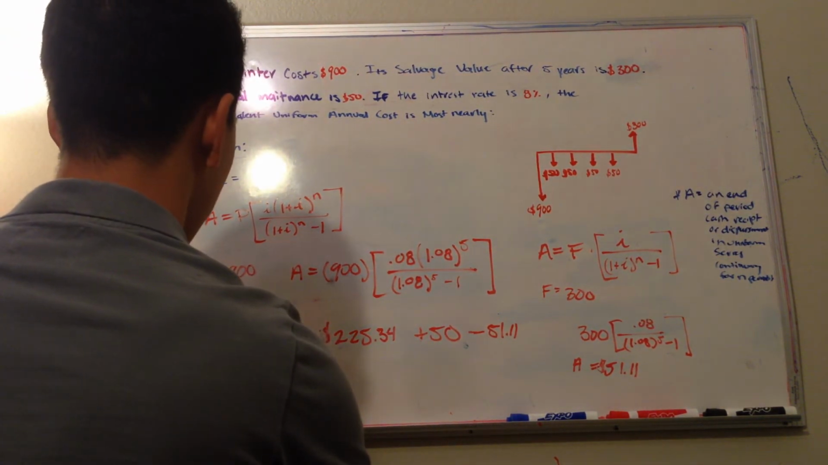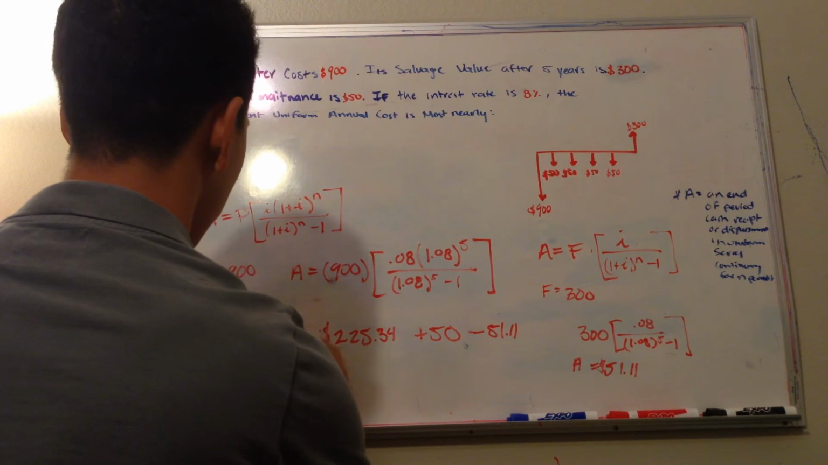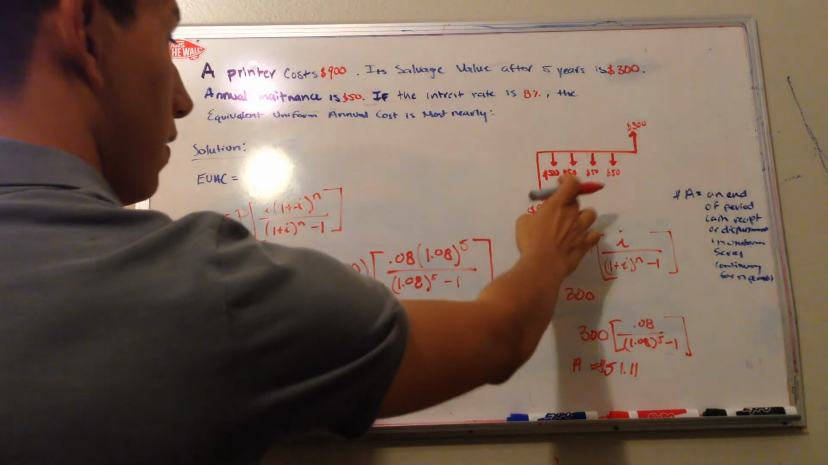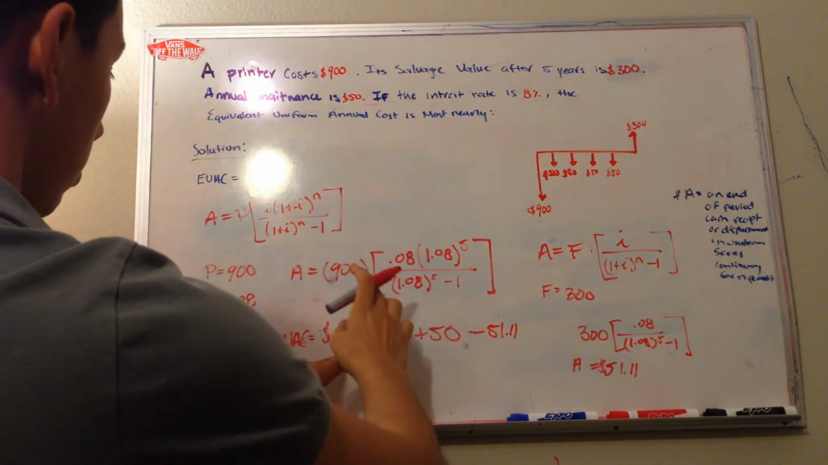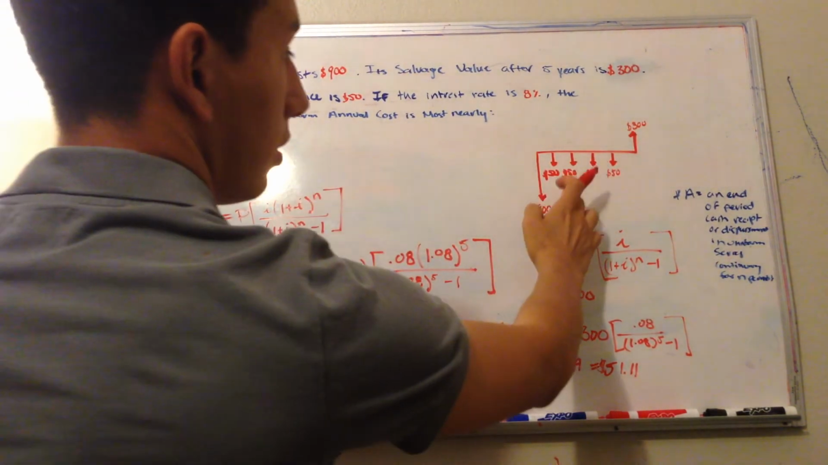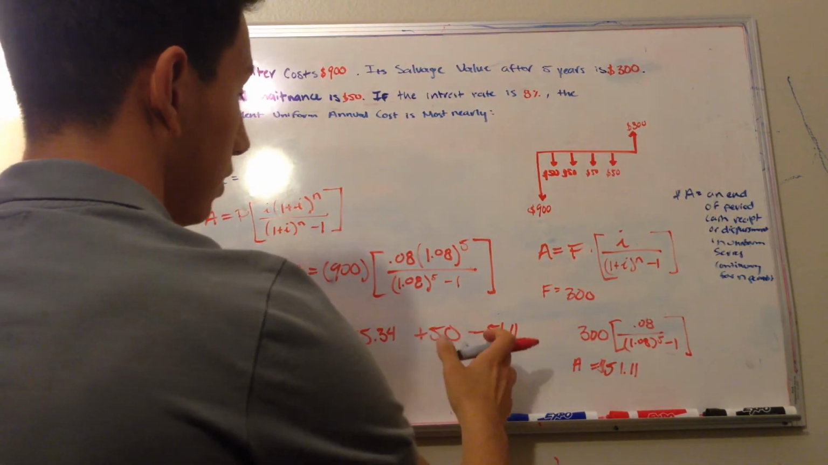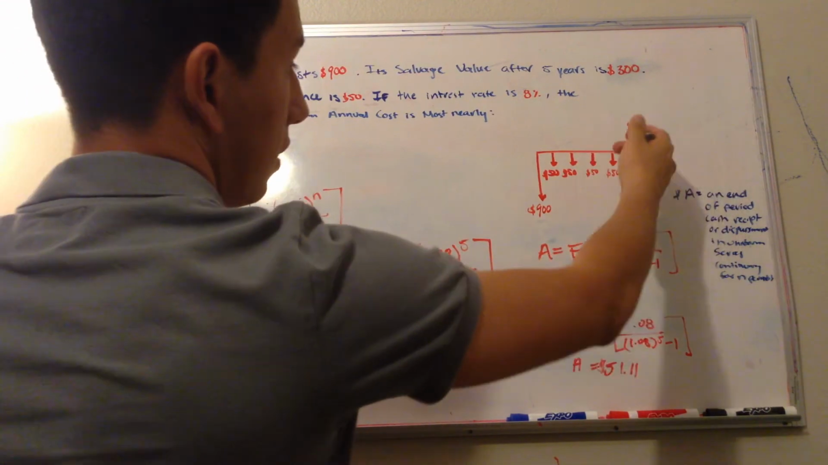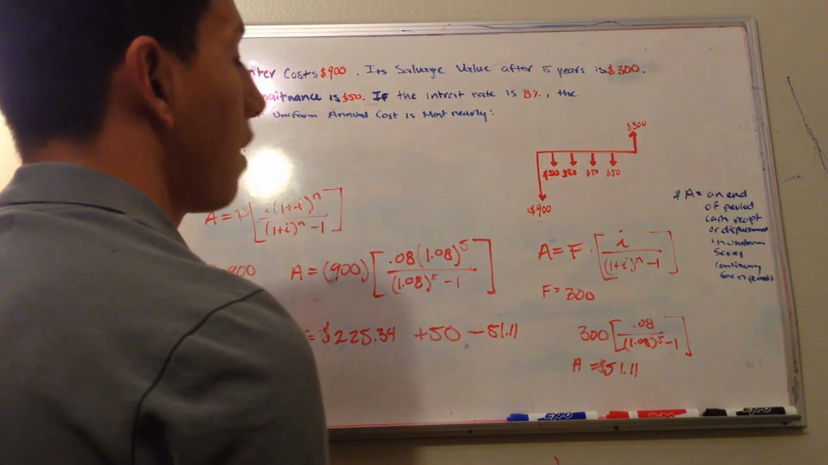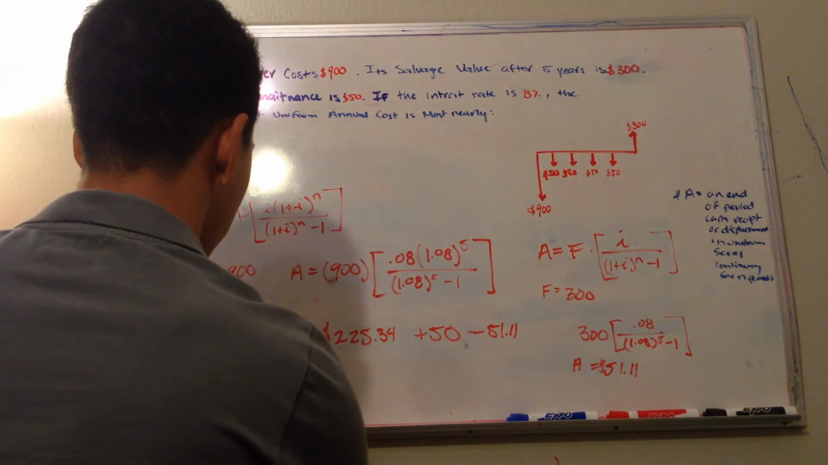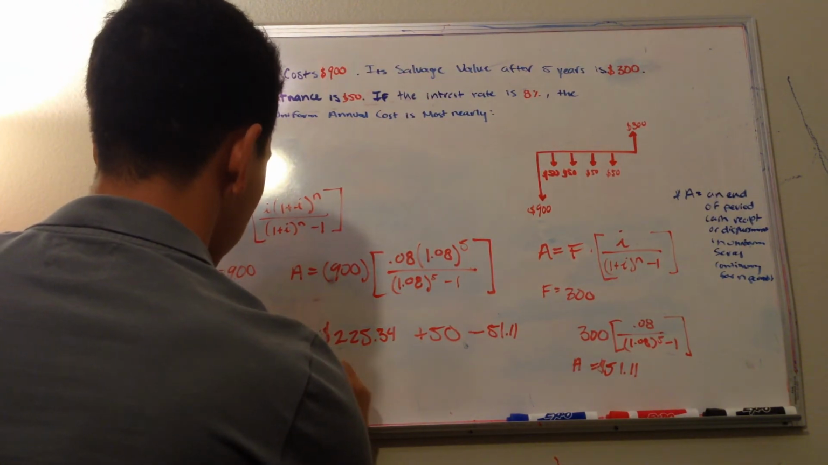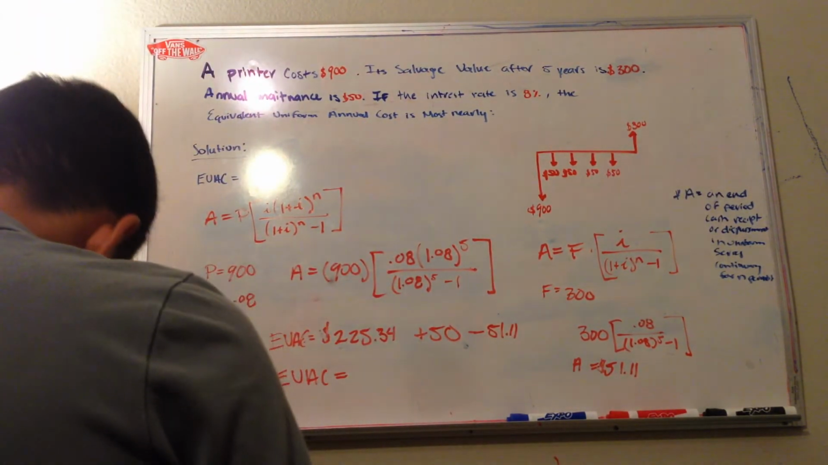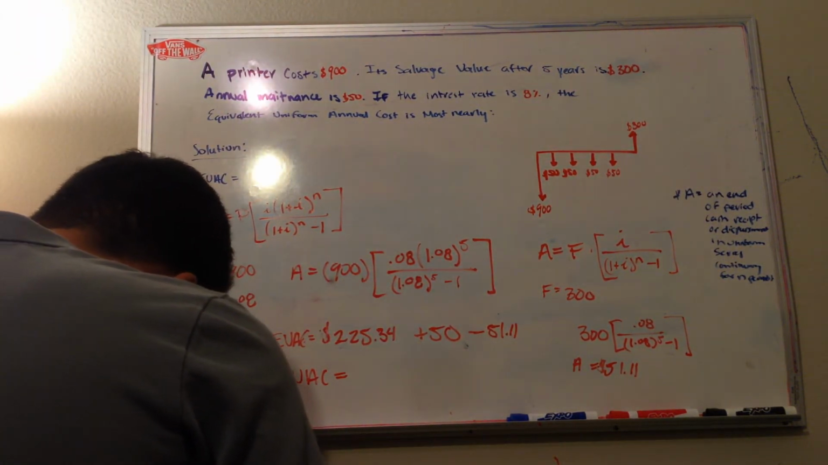So your EUAC, your equivalent uniform annual cost, is going to be the 900 all here, plus your $50 annual cost for maintenance, minus your $51 profit, so to speak, converted into an annual profit. So in the end, your equivalent uniform annual cost is most nearly $224.